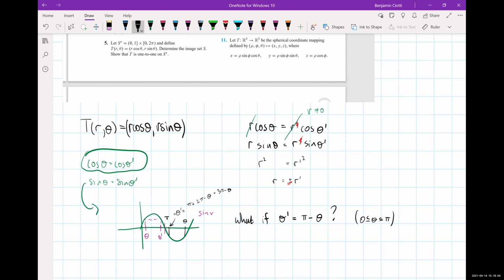Okay, and now we have to go into the cosine equation to show that those won't work. You should get some contradiction. And we have three options. We have the two we just discussed, and then the third option is theta prime equals theta. And then we just have to get a contradiction from the first two.